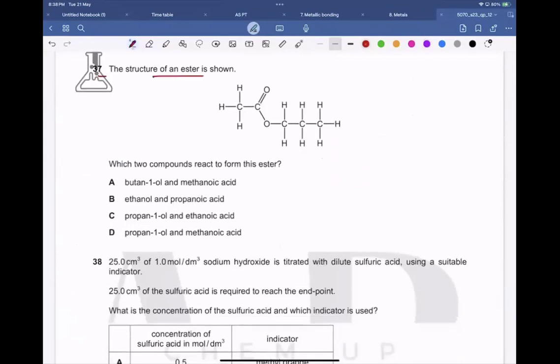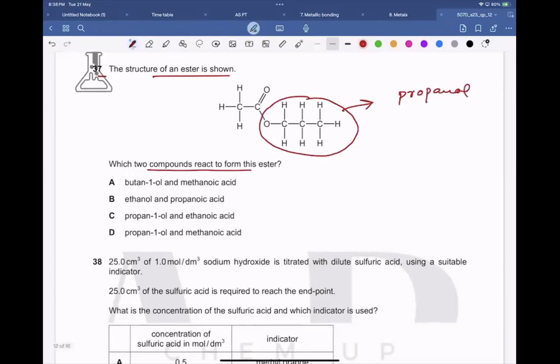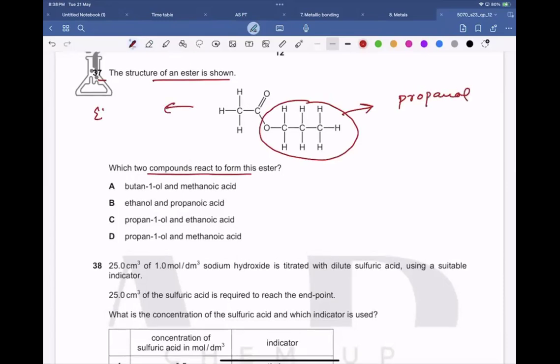37. The structure of an ester is shown. If you see, it's a propyl methanoate. No, it's propyl ethanoate. There are 2 carbons. Sorry. Which 2 compounds react to form this ester? So see, this comes from alcohol. So it has a 3 carbon. So it means propanol. And it comes from ethanoic acid because it's an ethanoate, 2 carbon atoms, right?